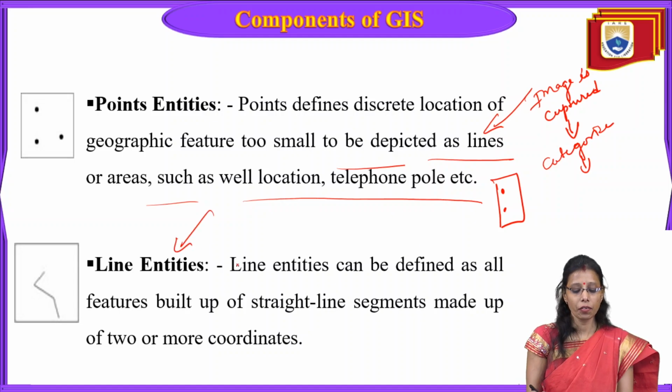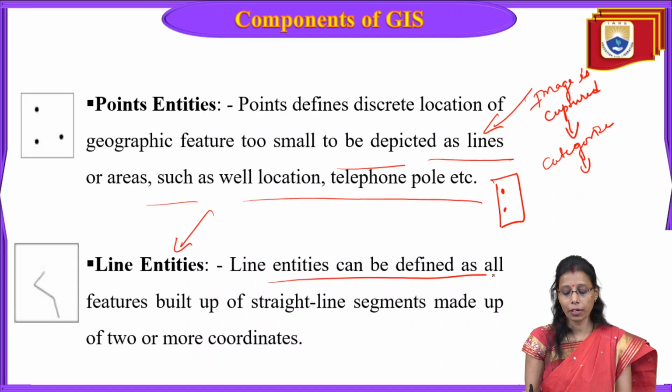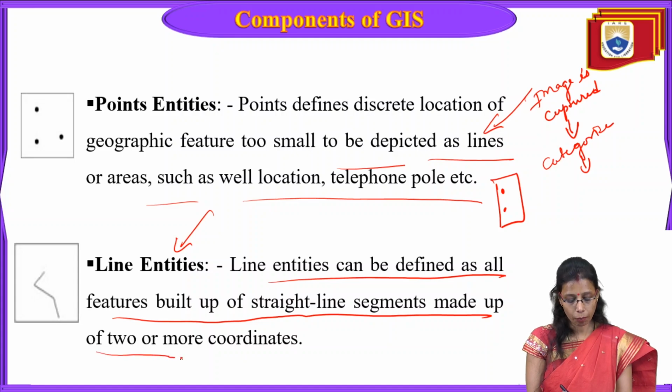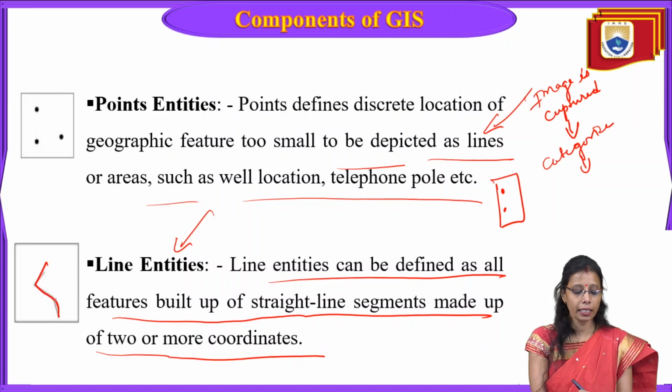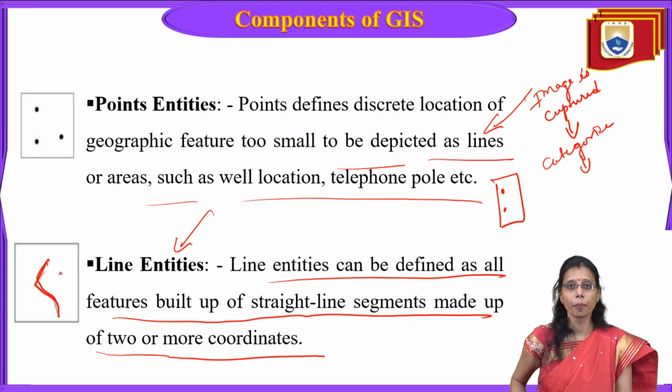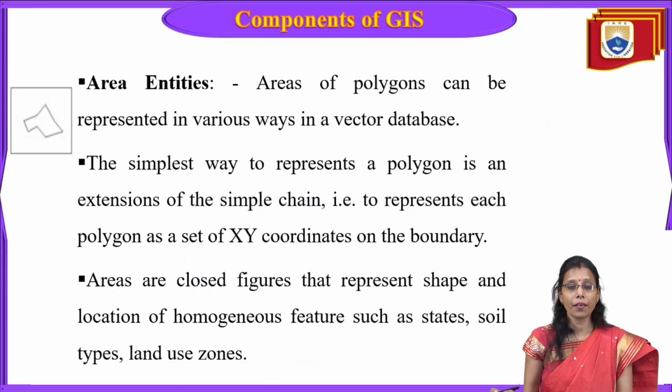Then let us come to line features, line entities. Line entities can be defined as all features built up of straight line segments made up of two or more coordinates. So this is like making a line feature of two or more coordinates. So it is a linear, continuous feature. It will be like roads, railway tracks and all.